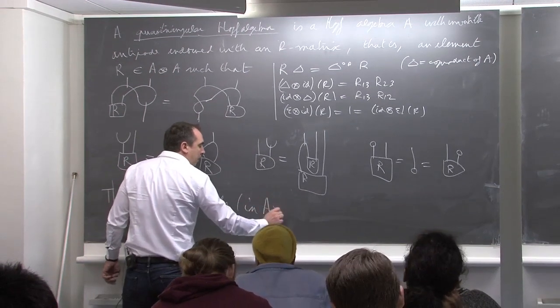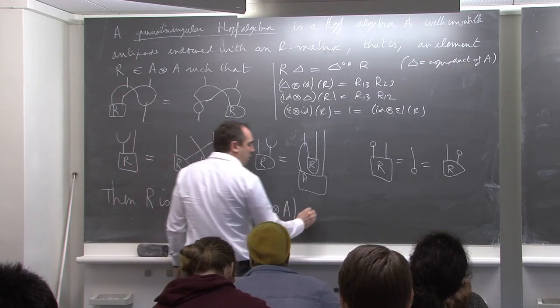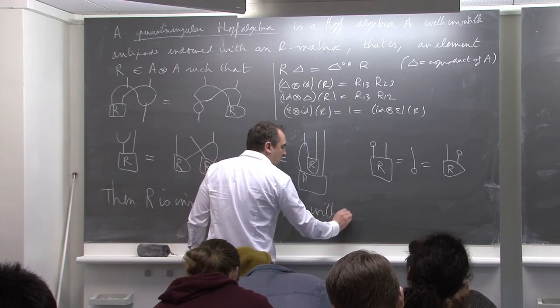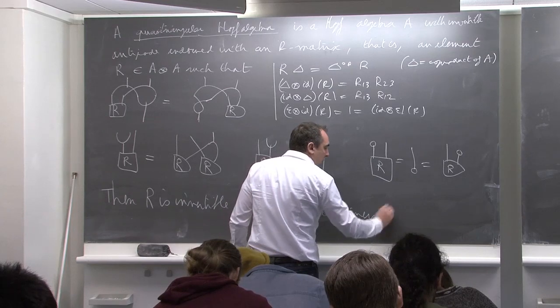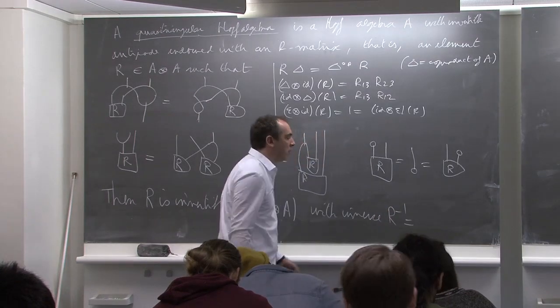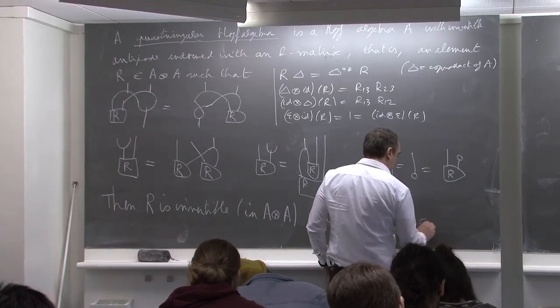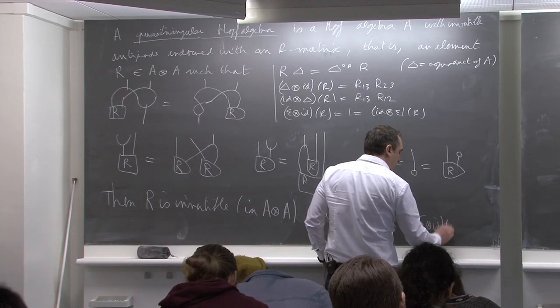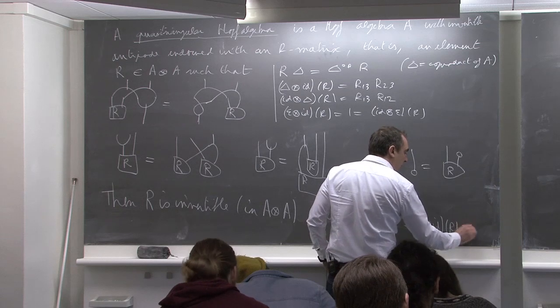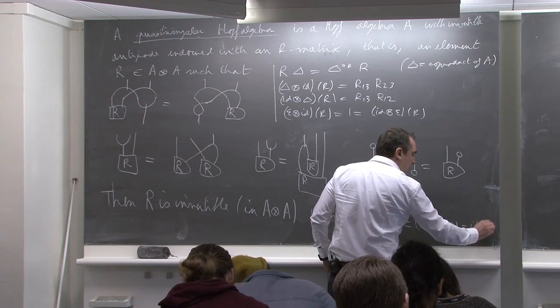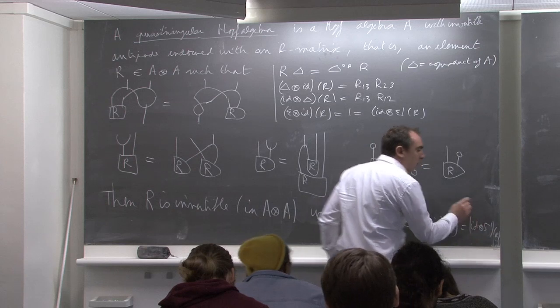So we have seen this last time, and I recall that R is invertible in the algebra A tensor A, with inverse computed as follows. It is computed by S tensor identity of R, or identity tensor S inverse of R.